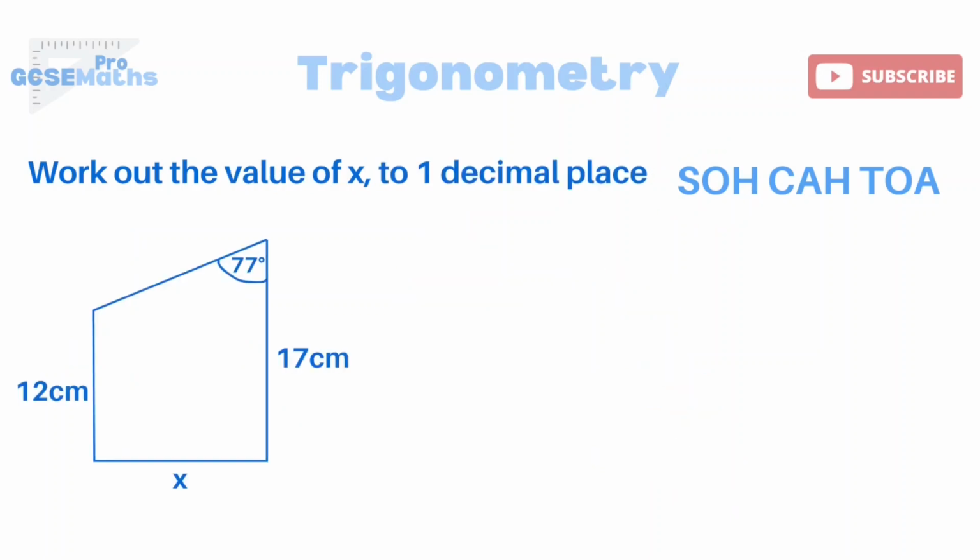This is our last question. As we saw with Pythagoras as well, they might not even use right angle triangles initially. In this case, we've got a trapezium. What you can do is draw in lines on any of these shapes to create right angle triangles where it would be helpful for you. So work out the value of x to one decimal place. You can see x is this one at the bottom.